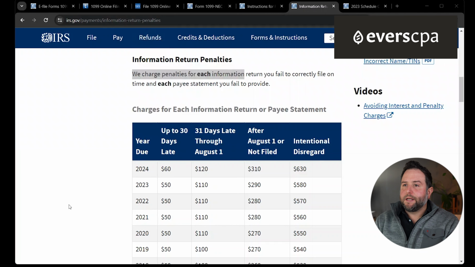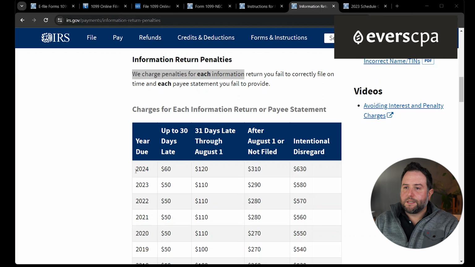So the 1099 NEC is an informational return. It's not an actual tax return. That's what that means there. And so the IRS charges penalties for each information return you fail to correctly file on time and each payee statement you fail to provide. So again, if you've got 50 subcontractors that you're required to file a 1099 for, these penalties would be multiplied by those 50 subcontractors, essentially.